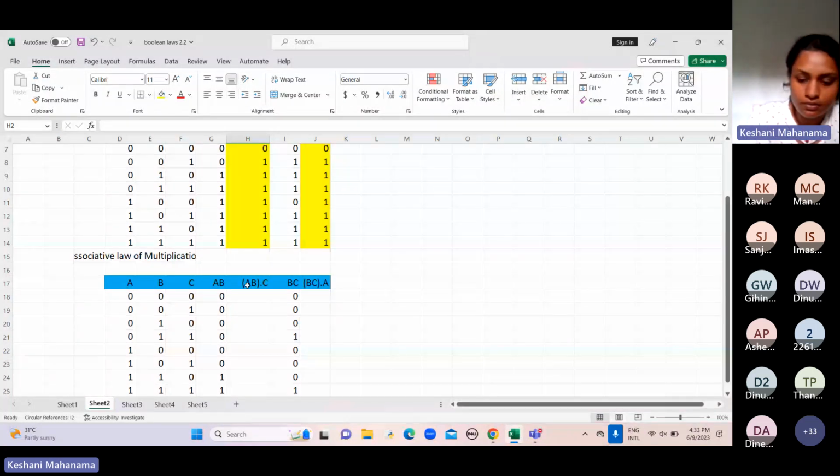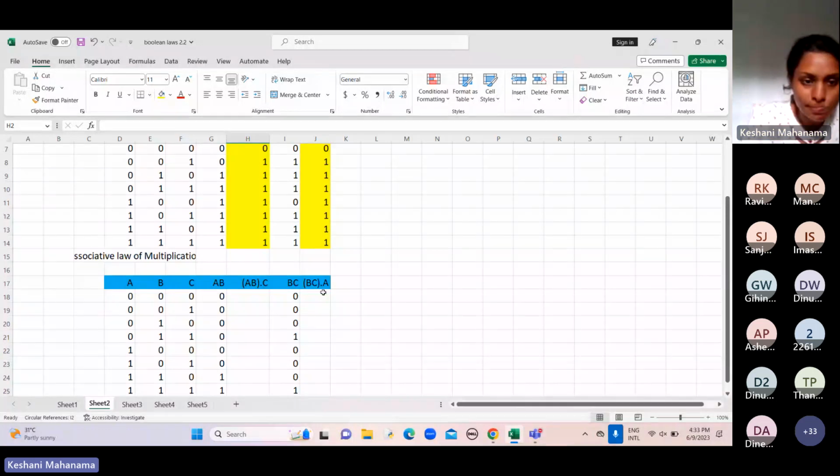I will fill by my own. Here A into B has gone through an AND gate. It means both the inputs, the input of C and the input of AB, should be 1 to get an output. If both inputs are equal to 1, then the output will be 1. Otherwise the output will be 0.